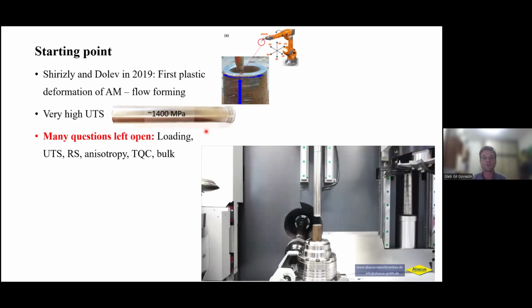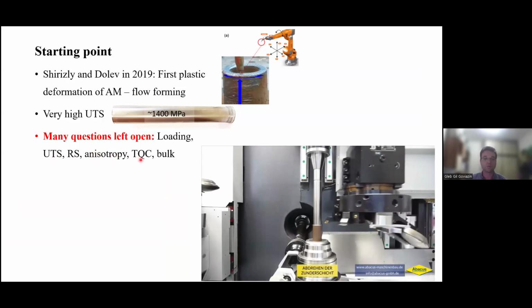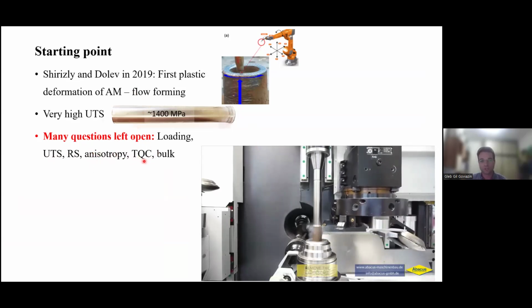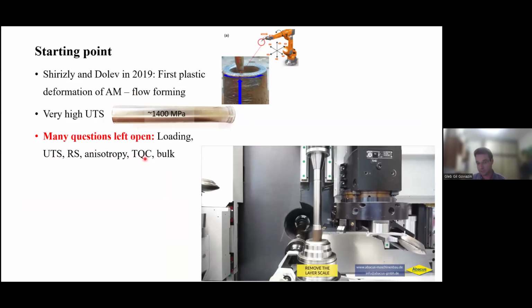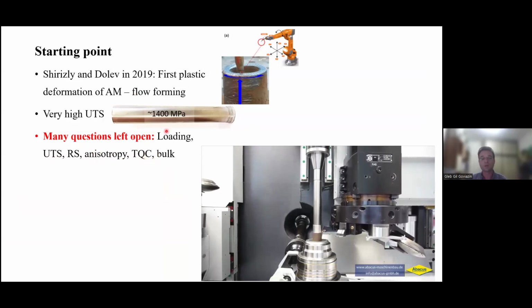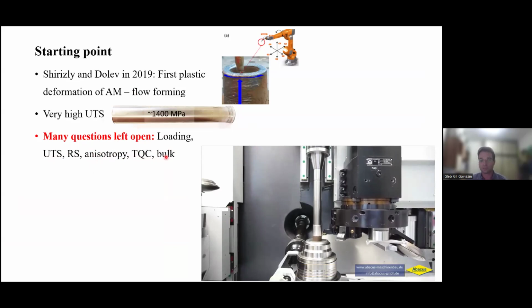However, after their study, many questions were left open, like what will happen under different loading conditions and different loading directions? What is the reason for such a high UTS point? The residual stresses of this material are enormous, and it's not a workable piece. How can we reduce those residual stresses? What about the anisotropy of this material? And what about the Taylor-Quinney coefficient, which is the thermomechanical coupling of this material? And of course, how will it behave compared to a bulk material?